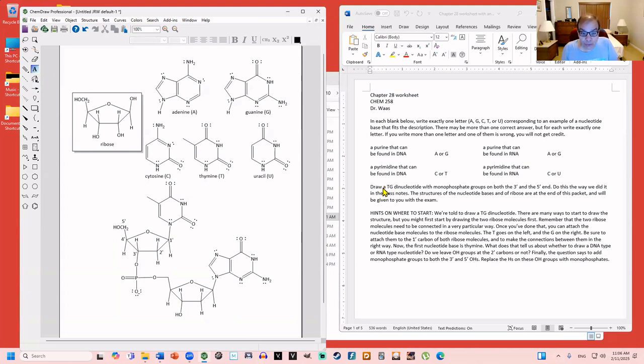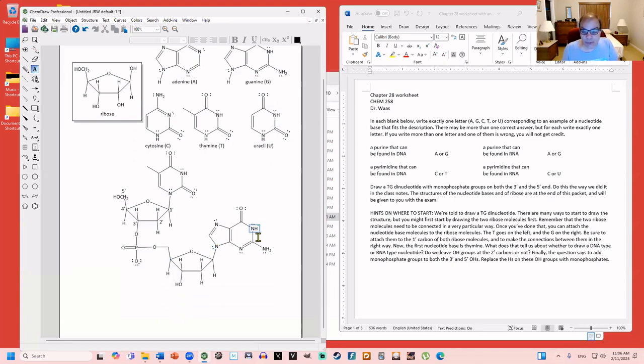And again, since we're using thymine, that's enough information to tell us that we're drawing a DNA type dinucleotide. If there's not enough information based on the nucleotide bases used, then it would say in the problem whether to draw a DNA type or RNA type nucleotide. But basically, if thymine's involved, then it's going to be a DNA type nucleotide and we will turn those OHs into H's. If uracil is involved, then it's an RNA type nucleotide and we leave those OHs on the 2' carbons alone. So we're almost done.